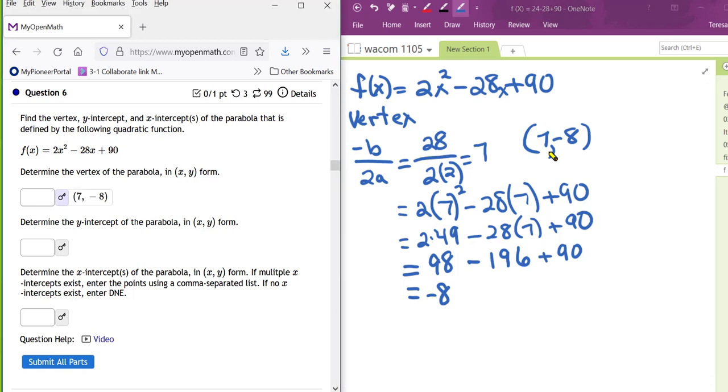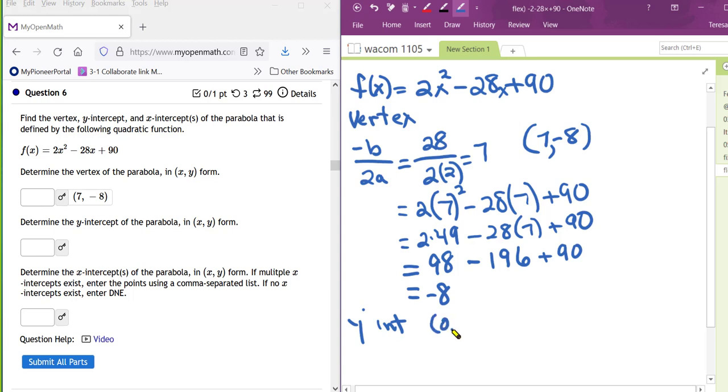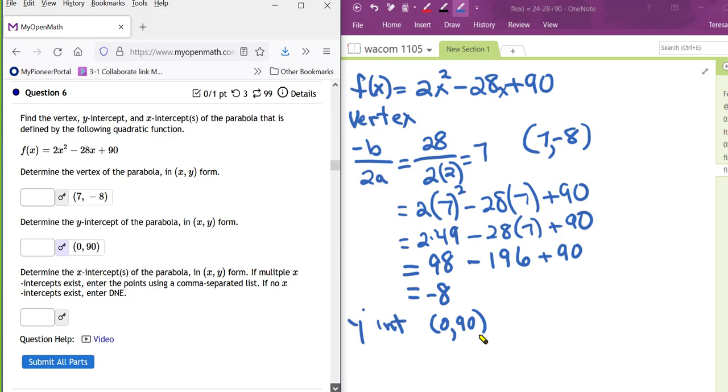Y-intercept, you're plugging 0 into x. 0, 0, 90 is your answer. Right, and the x-intercepts, this one will actually factor, and I made a note to pull the graphing calculator. So I will pull the graphing calculator.